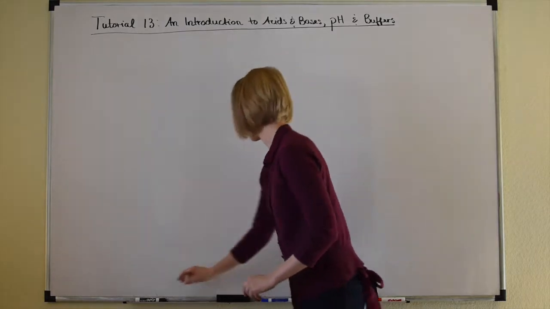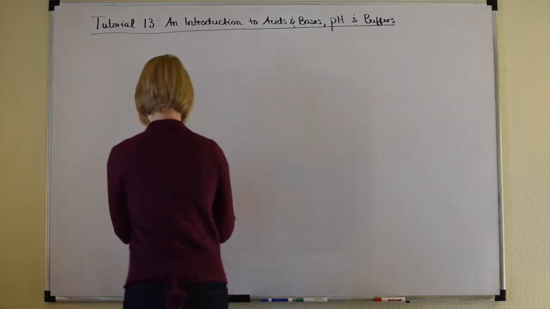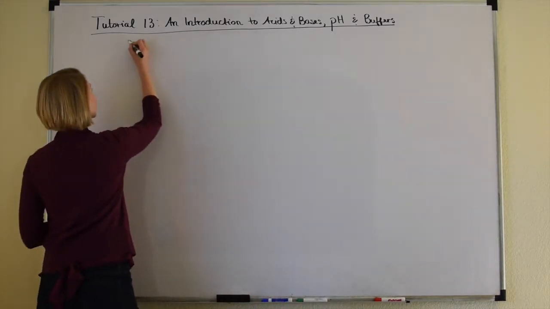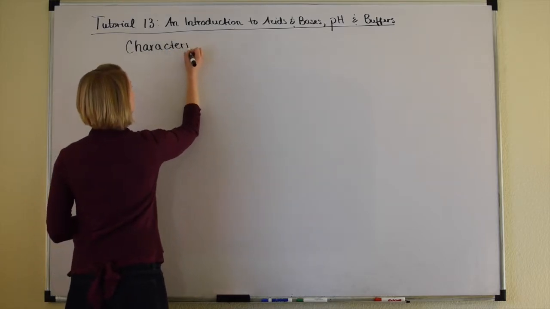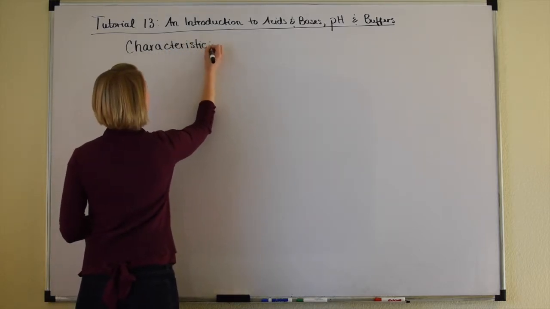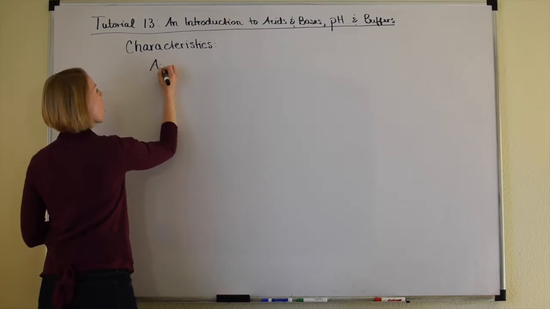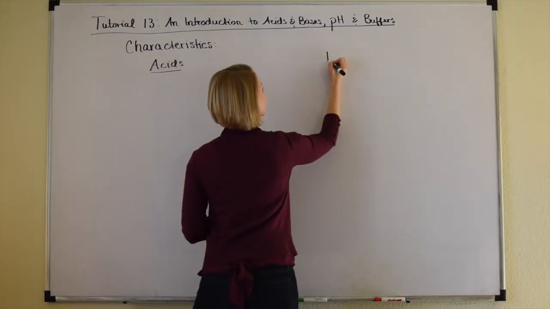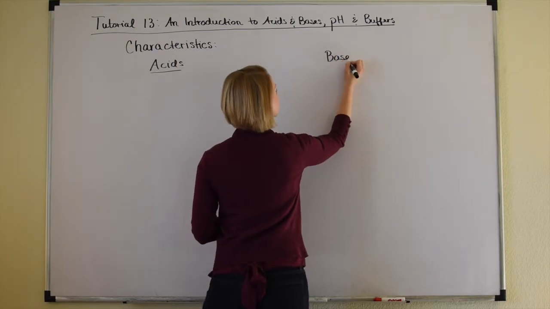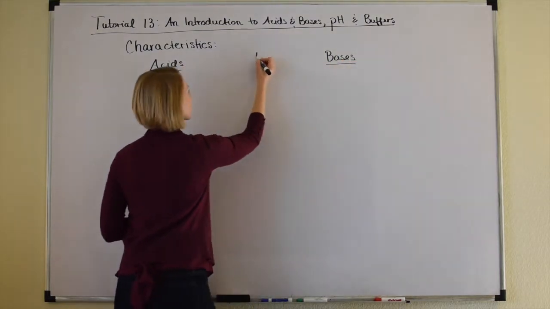Let's go ahead and get started by talking about some characteristics of acids and bases first. So let's write up here on the board, characteristics, and we'll make a column for acids and another column for bases and draw a line down the middle.